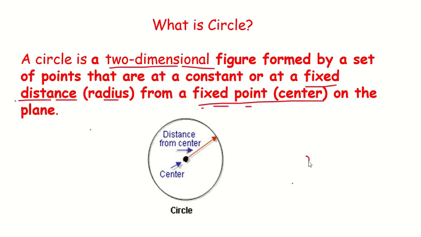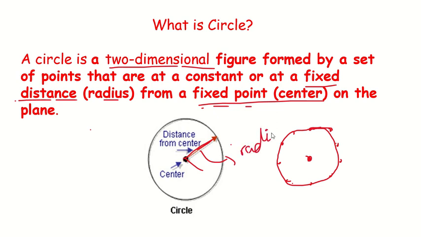So for example, this is my fixed point. From here, with a fixed distance, I'm drawing a set of points. If I join this set of points, what do you get? Fixed distance means I have to keep each point at exactly the same distance. So this is called a circle. This is the center, and this distance from the center is the radius. The fixed point is called the center. The fixed distance is called the radius.